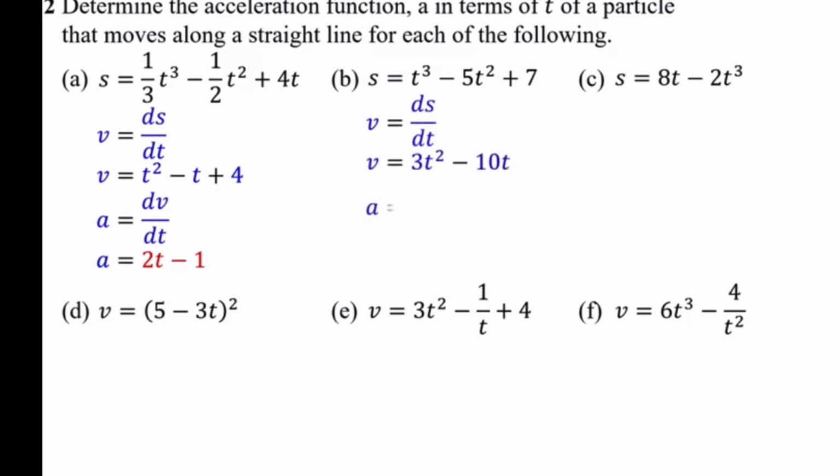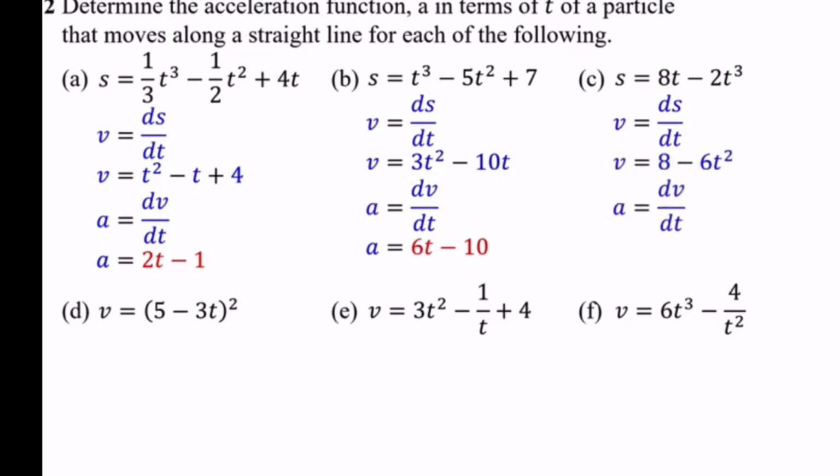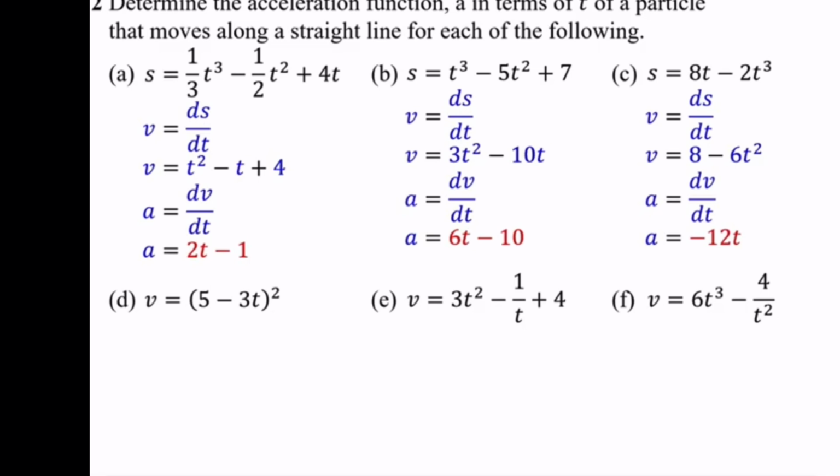So for b, we have dv/dt, which is actually 6t minus 10. After we differentiate the s to get the v, we differentiate the v to get the a, which is acceleration. Okay, the c also the same. We do ds/dt, so it's velocity 8 minus 6t squared, and from the dv/dt we get -12t, which is the acceleration. Alright, so let's proceed to the next question.